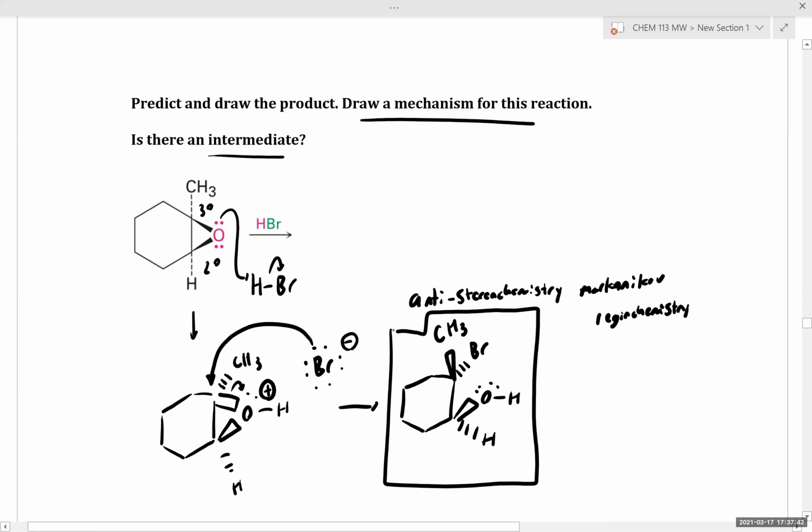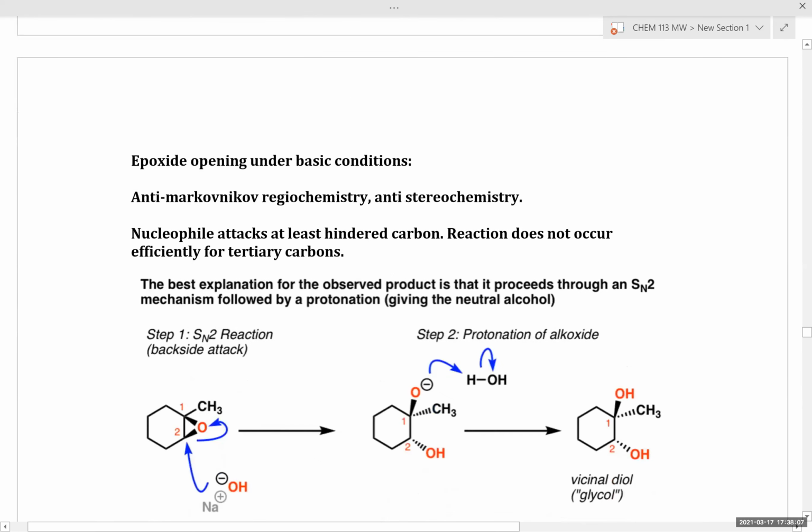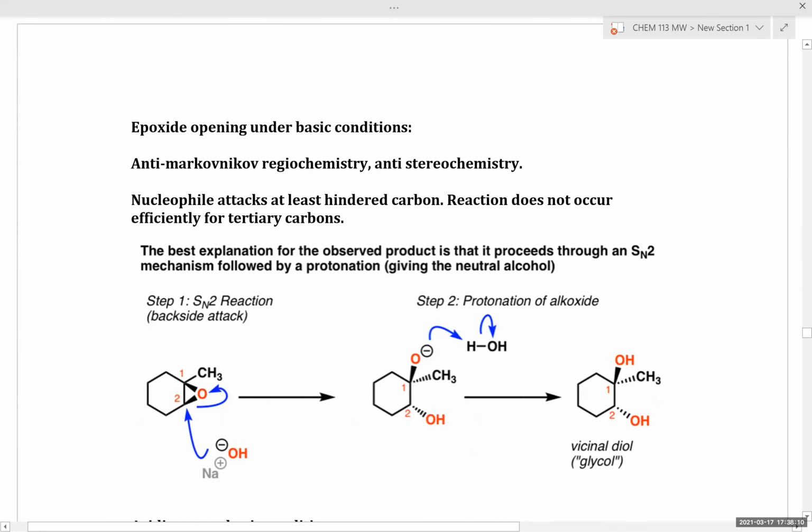Does that make sense to everyone? Does this example make sense? Any questions on this example? Okay, so let's take a look at epoxide opening under basic conditions.